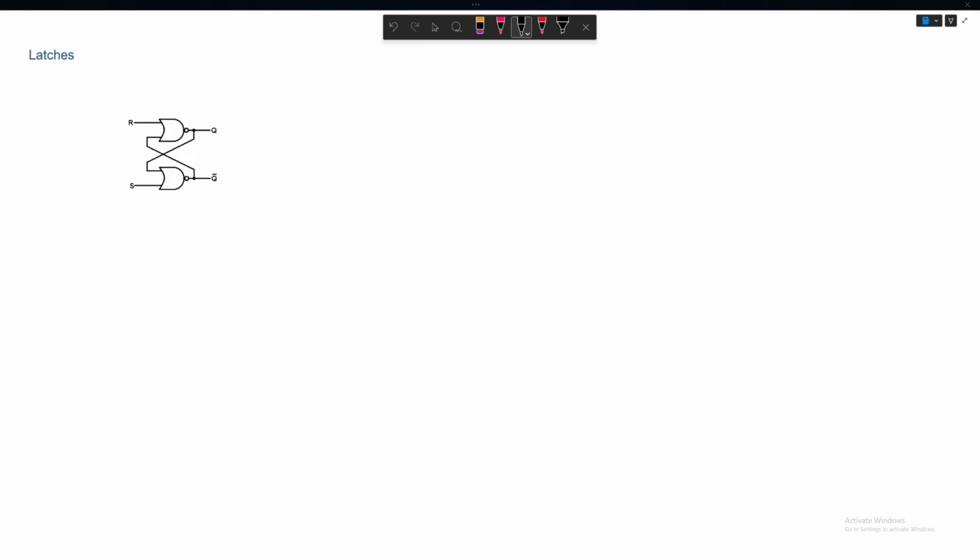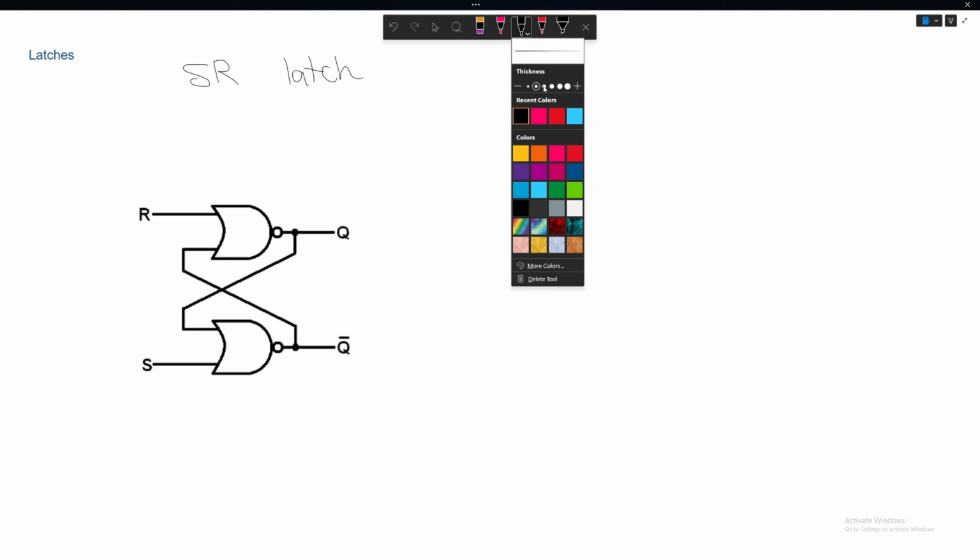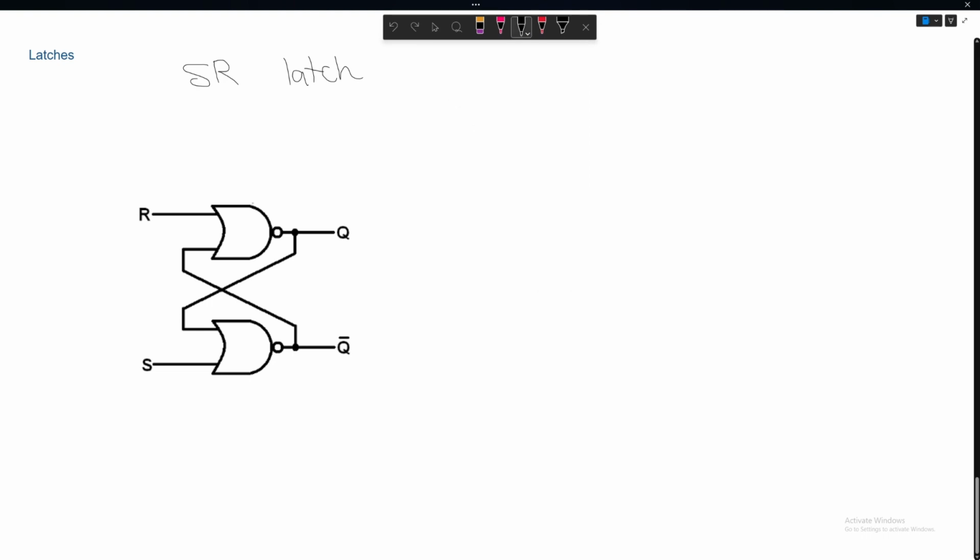All right, now that you understand what the clock is, we're gonna go over latches. We have one latch to talk about, and this is the SR latch. If I take this whole thing and make it a lot bigger, that'd be nice. The SR latch stores memory, 1-bit memory.